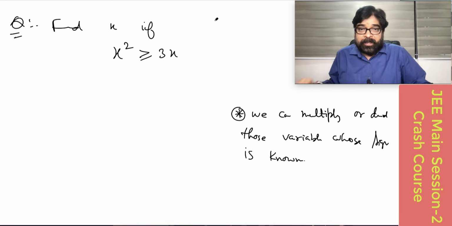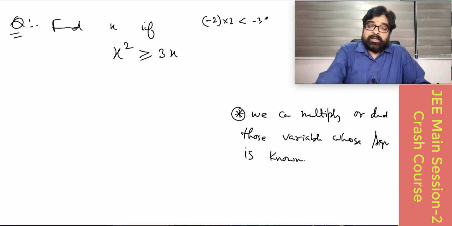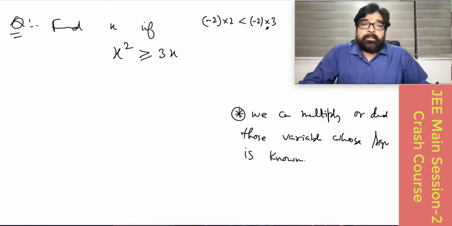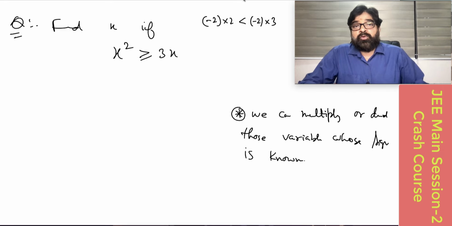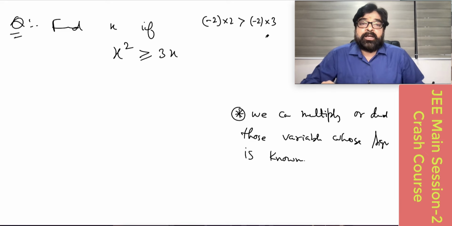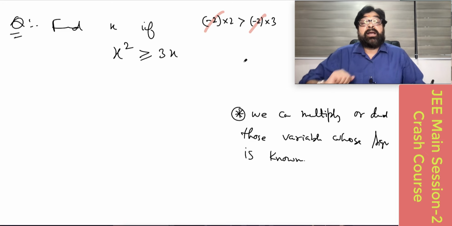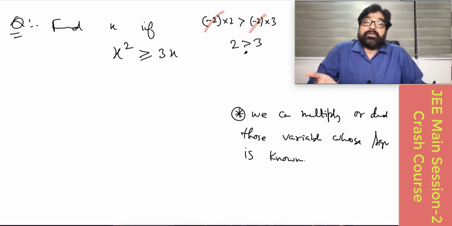Think carefully. Suppose I say minus 2 into 2 is less than minus 2 into 3. Yes, true. Because this is minus 4, this is minus 6. Minus 4 is bigger than minus 6. Yes, very much correct. Now if you say, okay sir, this minus 2, bye-bye. How can we bye-bye? If you cancel it, it will come to 2 greater than 3, which is totally wrong.